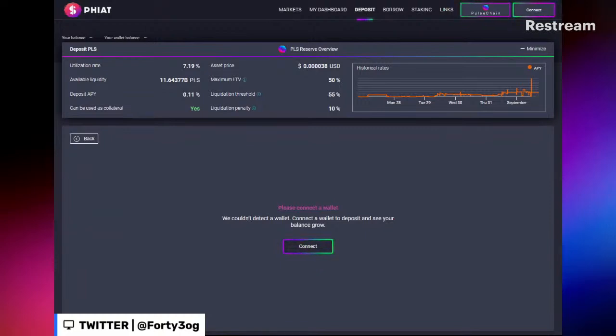So how long has Fiat been going? I think this is the third day. The third day. Okay, so it is early days, and you would expect yield to increase with activity.